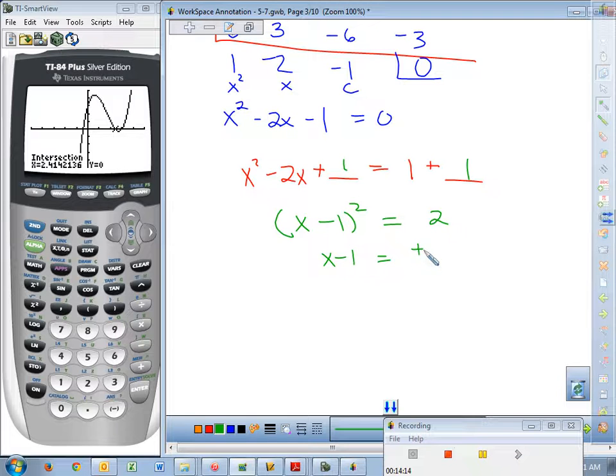Plus or minus the square root of 2. Do you see how we get that irrational answer right there? Solve for x. What does x equal? What do we need to do to solve for x? Add 1. Just put this. X equals 1 plus or minus the square root of 2.